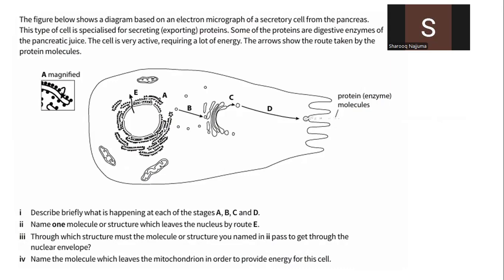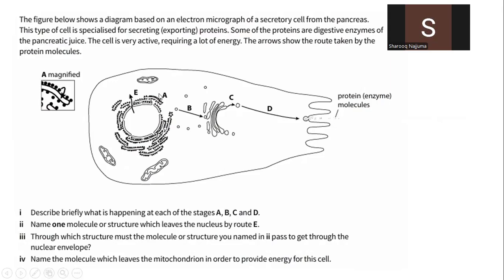The arrows show us the route taken by the protein molecules. Okay. So they are telling us, describe briefly what is happening at each of the stages. So we have stage A, we have stage B, we have stage C, we have stage D.